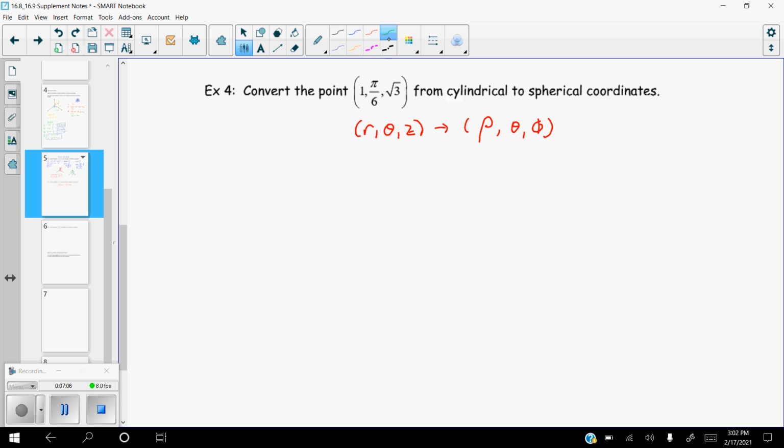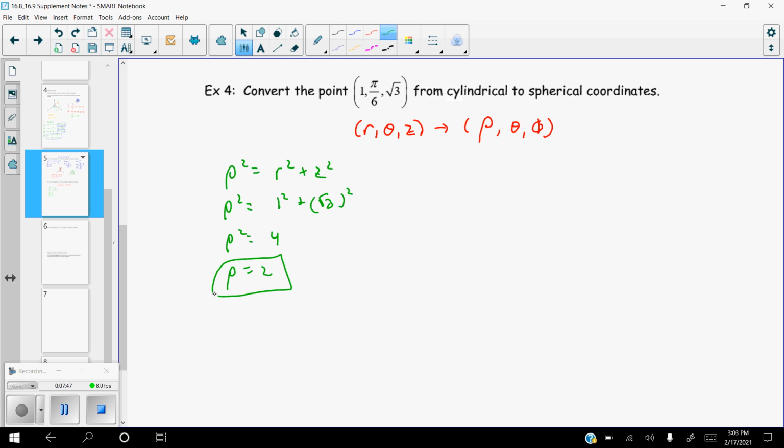Well, we can find rho, and typically, to me, it's the easiest one to start with, because rho squared, we know going from Cartesian, is x squared plus y squared plus z squared. But remember, x squared plus y squared is r squared. So it's r squared plus z squared, and we have those pieces. So rho squared is going to be r squared, which is 1 squared, plus z squared, which is square root of 3 squared. So we end up with 1 plus 3 is 4. So rho is going to equal 2.